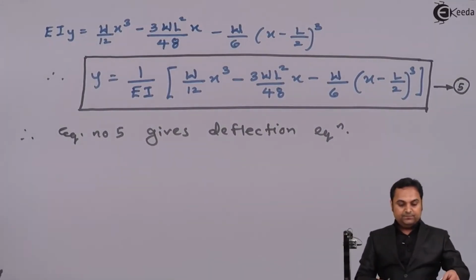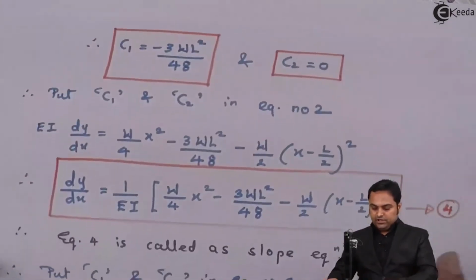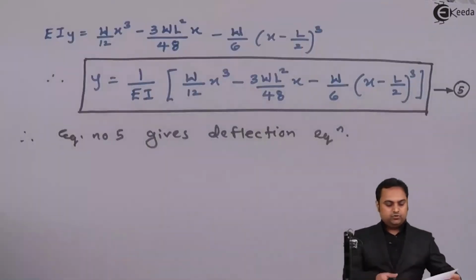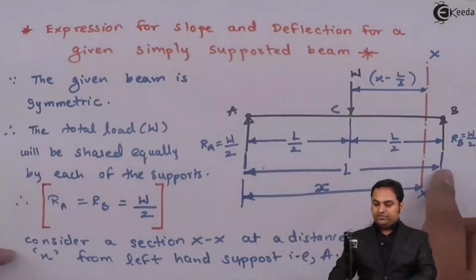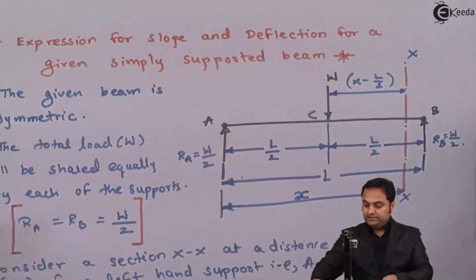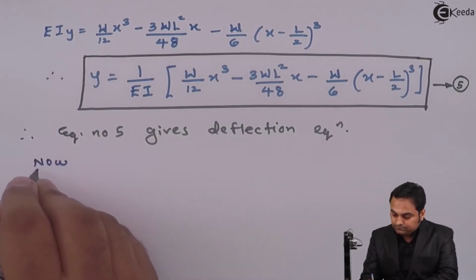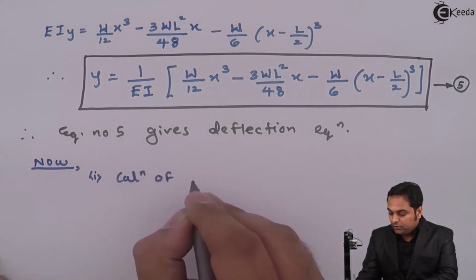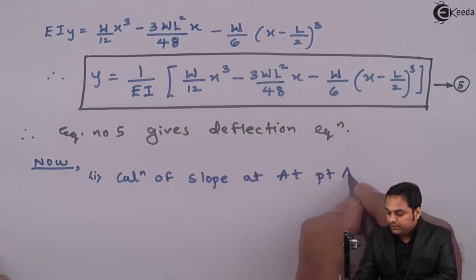Now after reaching here, as we have seen, in equation 5 we get the deflection equation, in equation 4 we were having the slope equation. Now we will find slope and deflection at various points. So the first thing would be, I'll consider the beam which is given, that is a simply supported beam, and I'll find the slope at point A. So after this, the first thing is calculation of slope at point A.